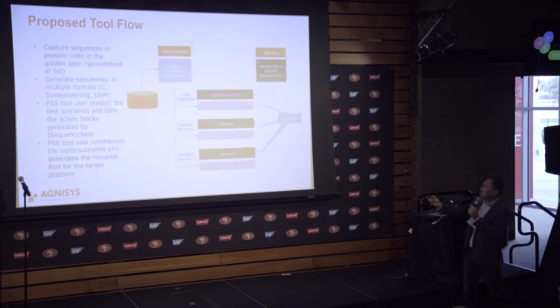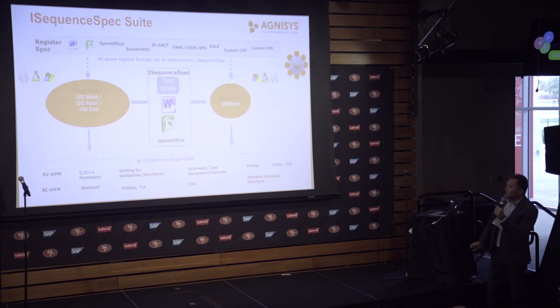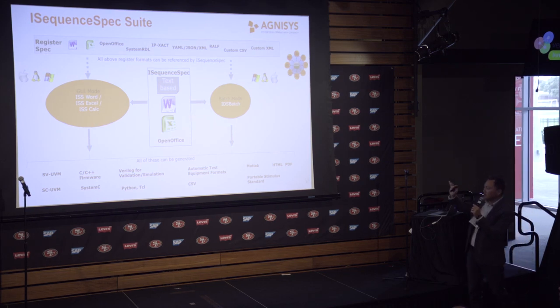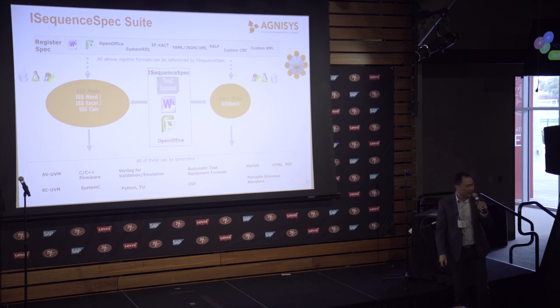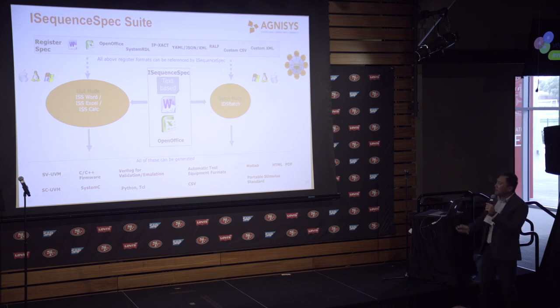The tool that I'm mentioning is iSequenceSpec. It's basically the same thing as iDesignSpec. The entry is either text-based entry or spreadsheet entry, and I'm going to show an example. From those different inputs, you can simply reference those register inputs and then generate these outputs. And these outputs could be the implementation level sequences for PSS tools.